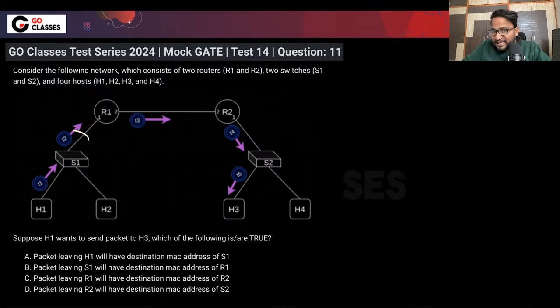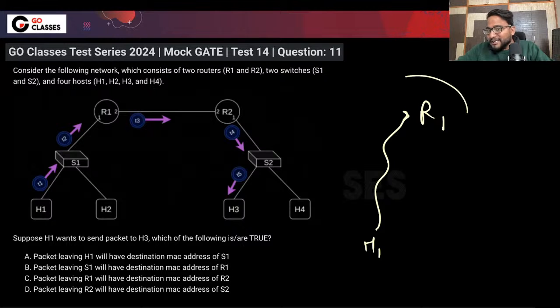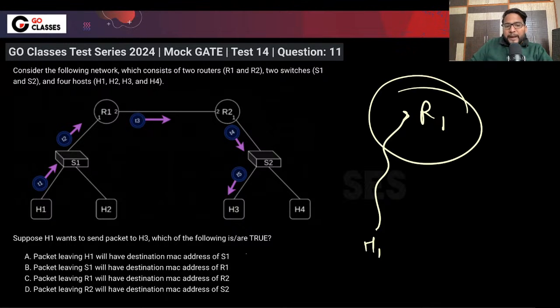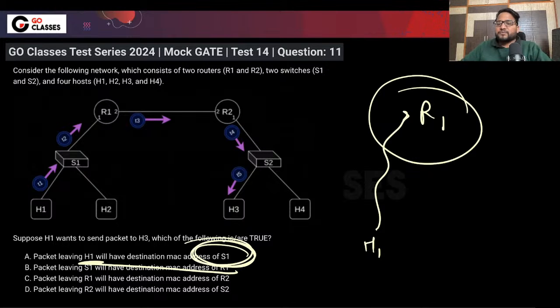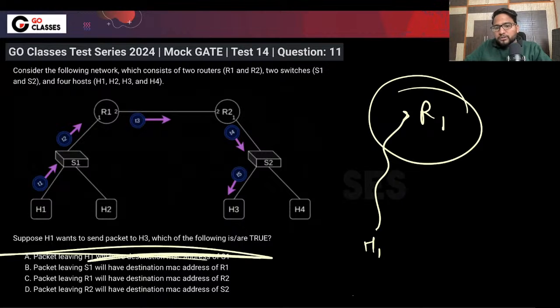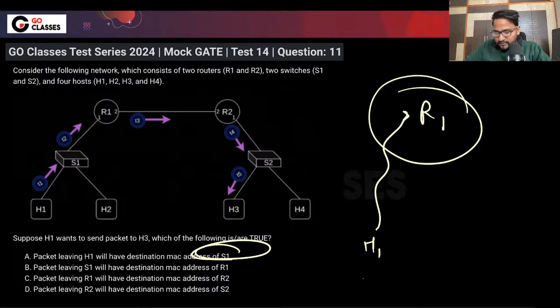Now, if S1 is coming in between H1 and R1, that's okay. H1 wants to send to whom? R1. So the destination MAC address should be R1. The packet leaving H1 should have the destination MAC address of R1, not S1. So that's wrong. This option is wrong because it is written S1 here, but it should be R1, right? That's why this option is wrong.